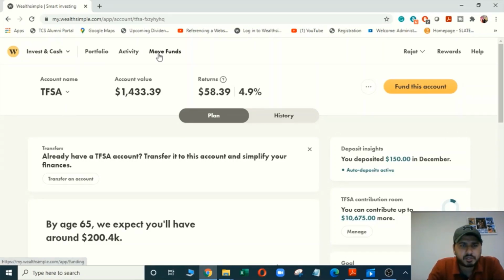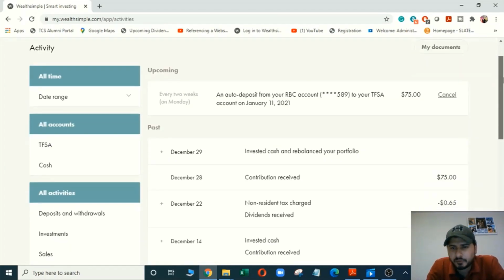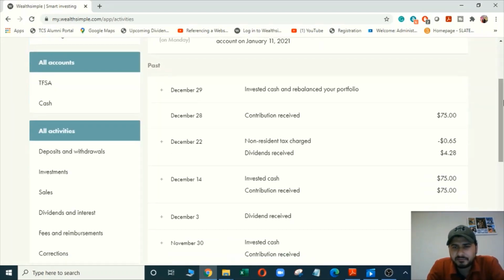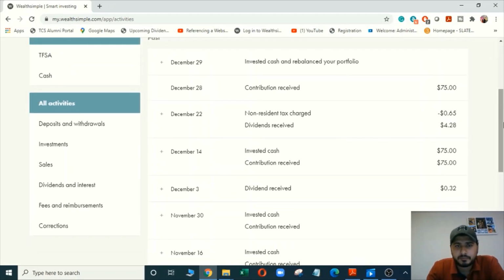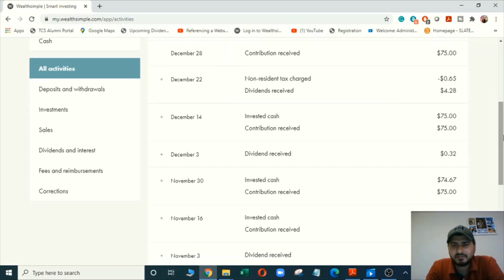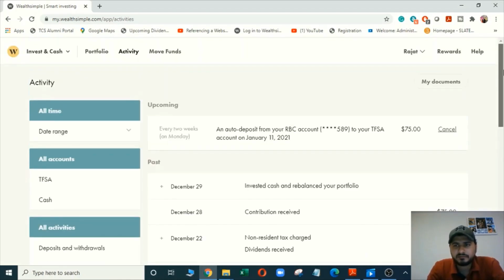So let me show you how I invest in this portfolio. As you can see, I have set an auto deposit limit of $75 bi-weekly. My robo advisor invests $75 on a bi-weekly basis, and I don't have to care about any stocks or anything like that. The robo advisor takes the headache of how to invest my money in the ETFs and stocks, so that I can sleep well at night. I don't have to take care of anything.